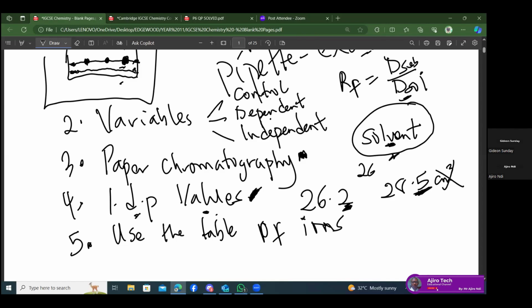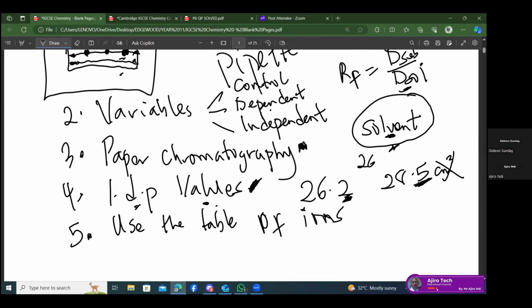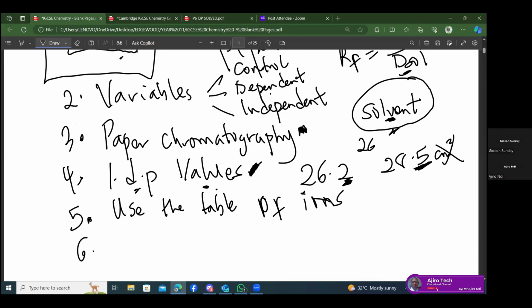You have to know how to use the table. And equally, you also have to know how to plot a graph. Getting the right scale is very important in paper 6. How to plot a graph and get the right scale. How to draw the curve. It's a graph that involves drawing a curve. You have to draw it well so that it looks well. And then how to extrapolate from the curve.